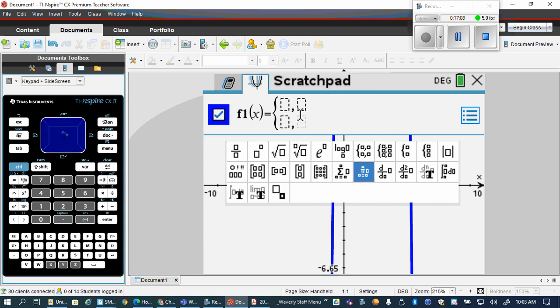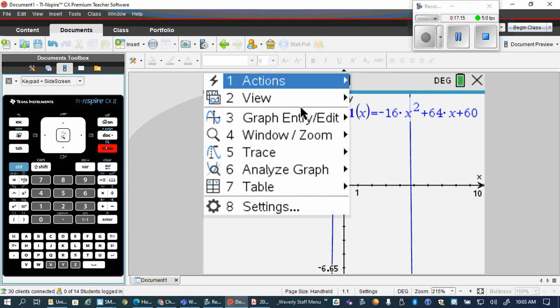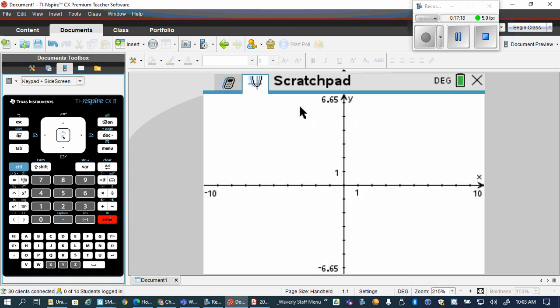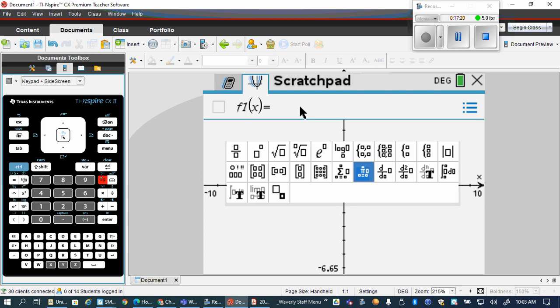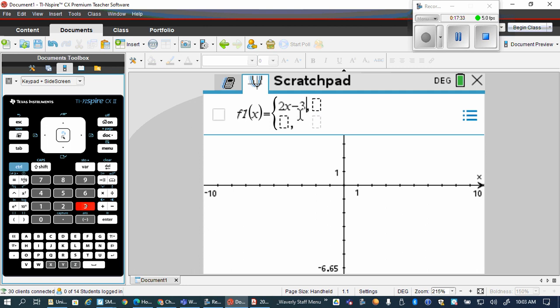Yeah, I know. I'm going to clear all this out of there. 1, 4, enter. Oh, I know what it did. All right. 2x minus 3. Move into that guy. And we want for x control equals, right? And we're less than 0.